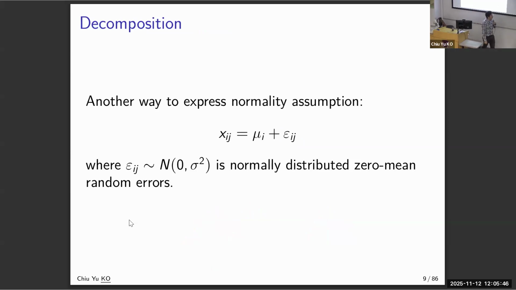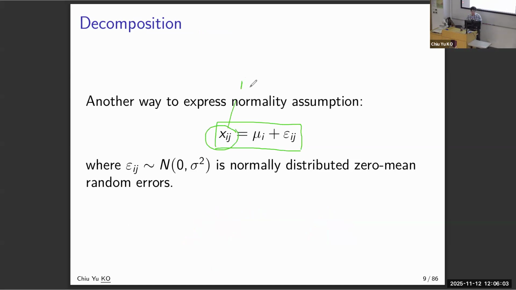And very often we can write this way because of normal. This is the way that you often see in the way we decompose it. So this is normal, with mean mu i, variance sigma squared. You can take away the constant part and add the zero mean bell curve there.